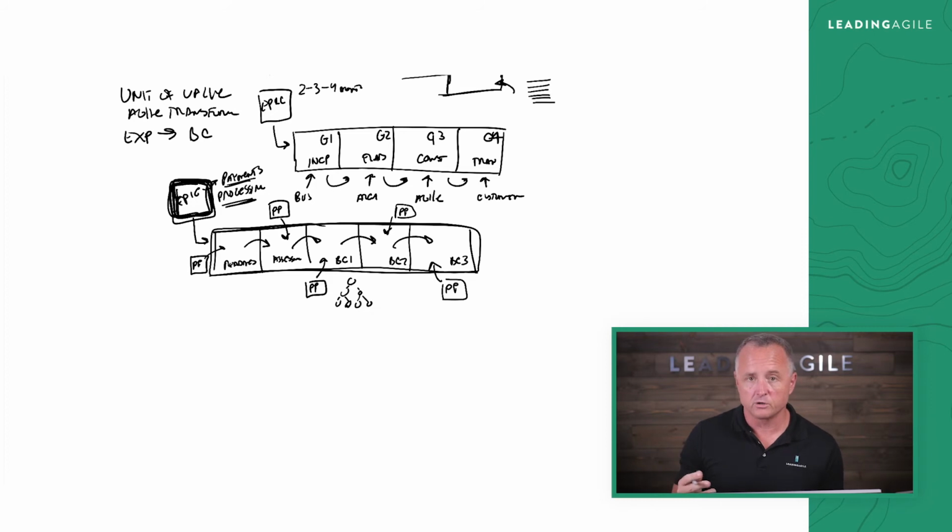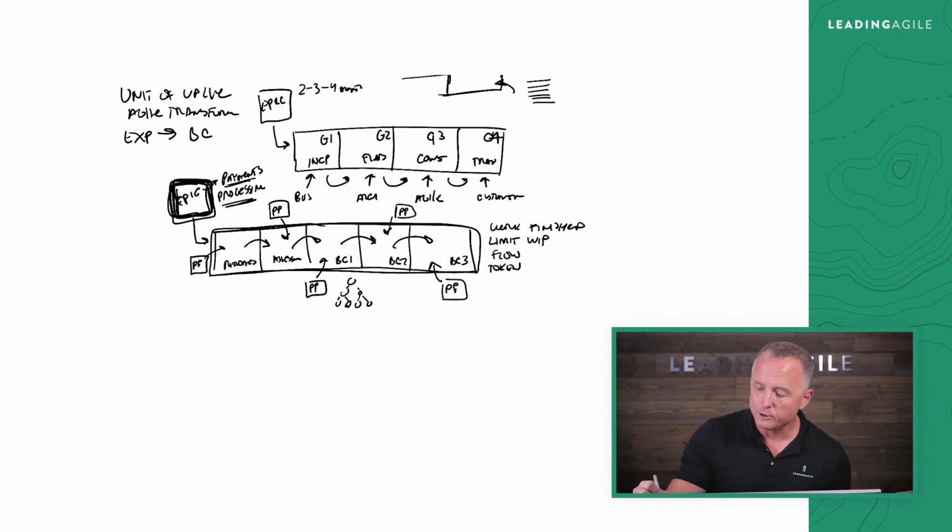We want to make sure that we are focusing on getting work finished before we get more work started. We want to, in effect, limit WIP. We want to focus on flow. We know that in a Kanban, the token has to move. The token can't sit in a state. Token has to move.